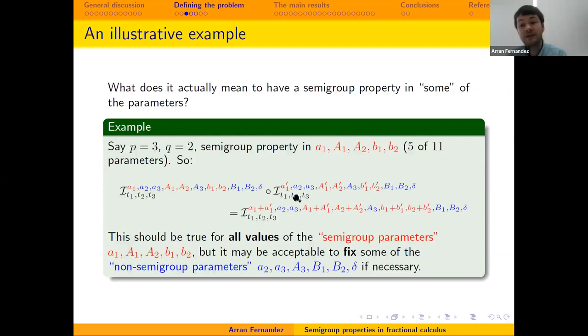The blue ones can also be free. It will be nice if they can be as general as possible, but for the blue ones, we can fix them if we need to.